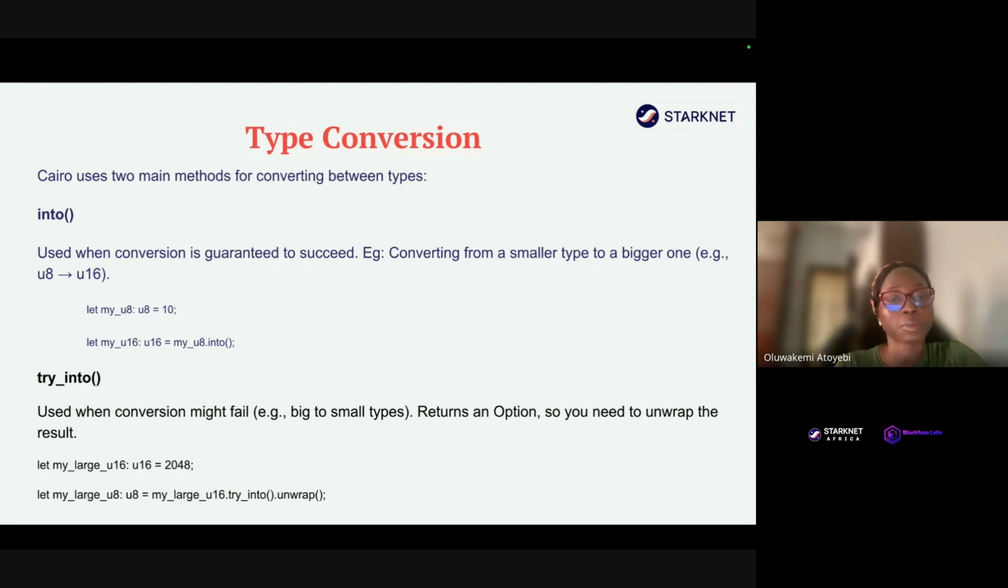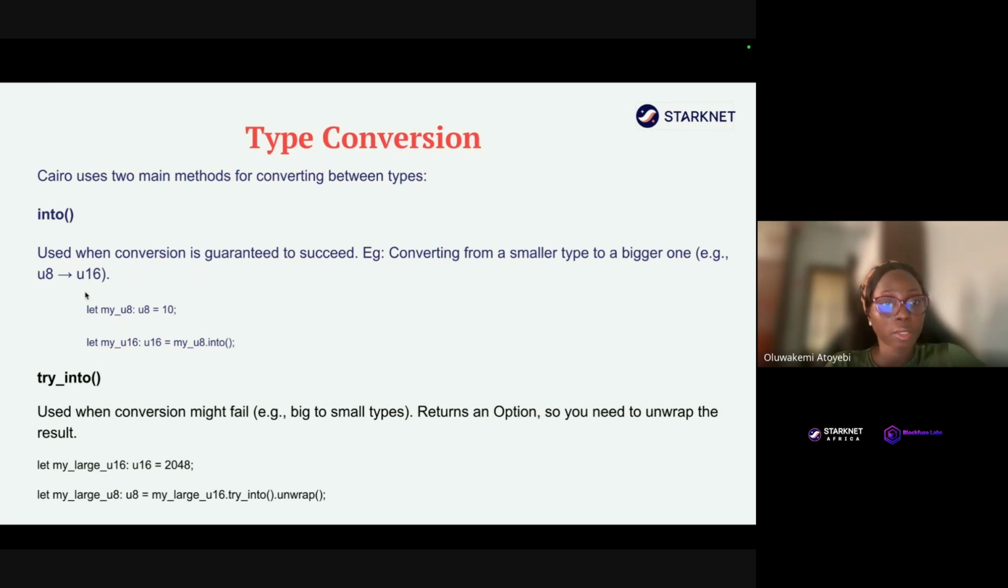If you are converting a smaller type to a bigger type, for instance, we all know that a u256 does not fit into felt252. So you can imagine converting a felt252 to a u256. That would work fine and it's guaranteed to succeed because a smaller type is being converted to a bigger type. And so that is where you use the into.